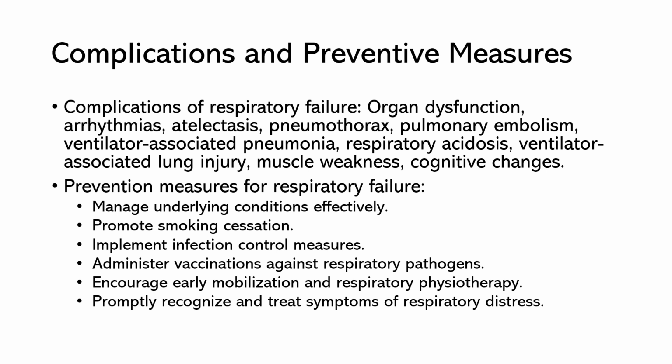Other complications include respiratory acidosis, atelectasis, pneumothorax, pulmonary embolism, and ventilator associated pneumonia. Long-term complications can also occur. If a patient is on a ventilator for a prolonged period of time, they may experience ventilator-associated lung injury, also called barotrauma. Muscle weakness and cognitive changes are also possible, particularly in ICU settings, known as post-intensive care syndrome. We're going to have to watch out for these things.